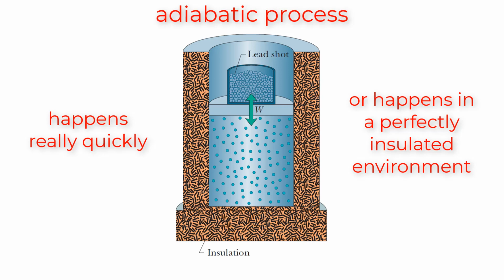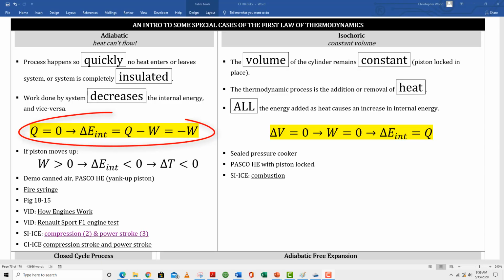This is taken from your textbook. So whatever heat is generated in the system, it can't escape, and whatever heat might exist out of the system, it can't enter. So because the first law says the change in internal energy is Q minus W, and Q equals 0 because it's adiabatic, we have the change in internal energy is equal to negative work.